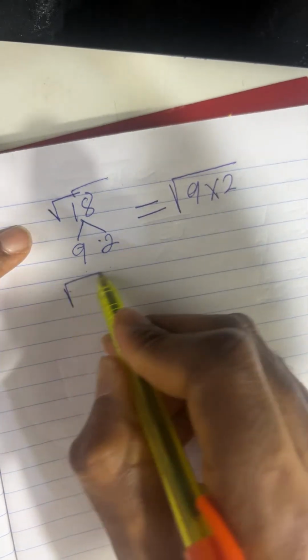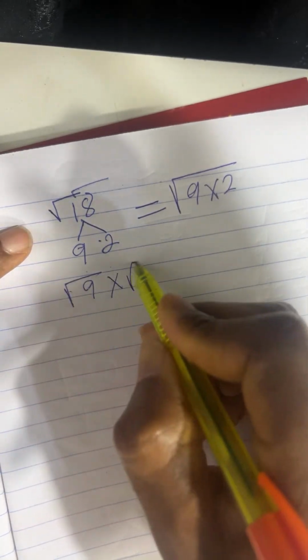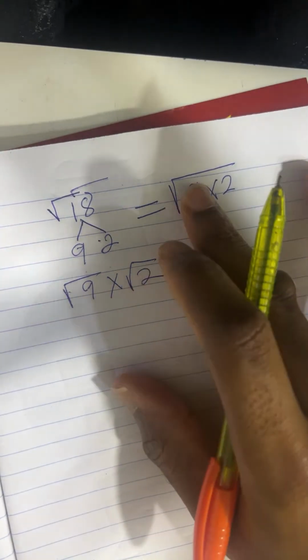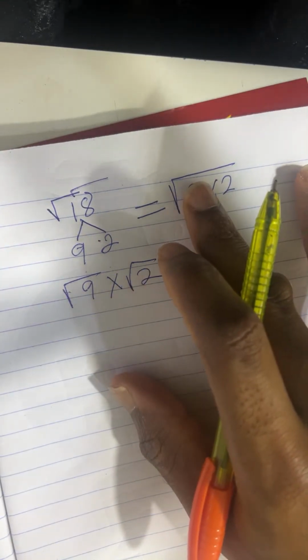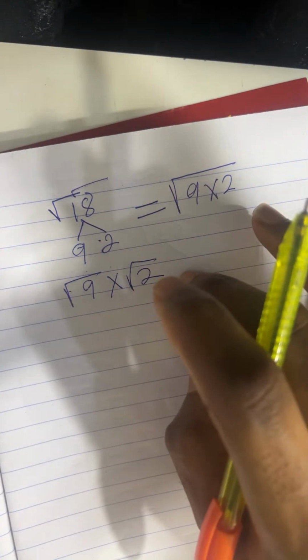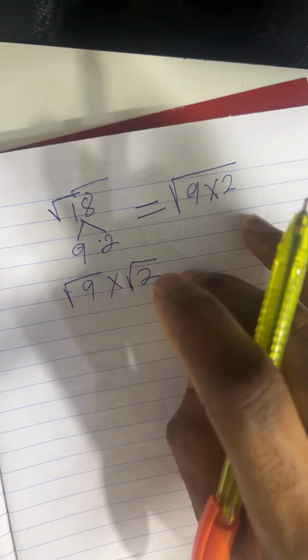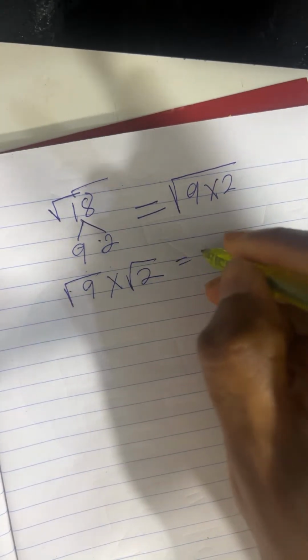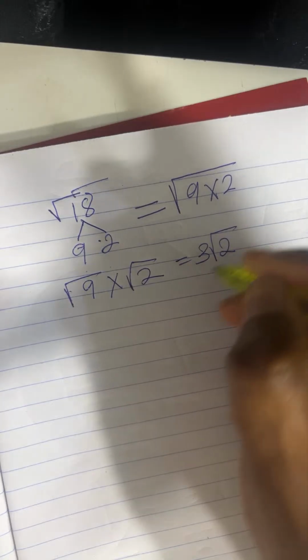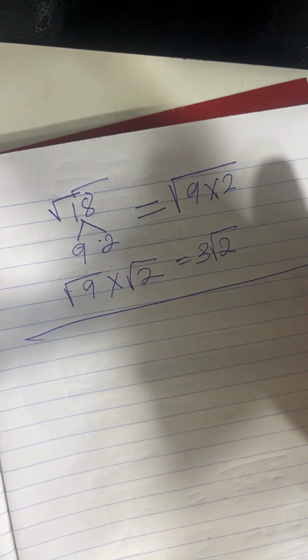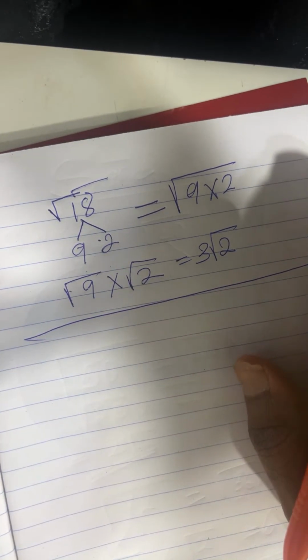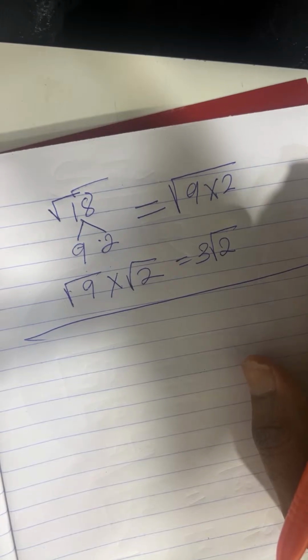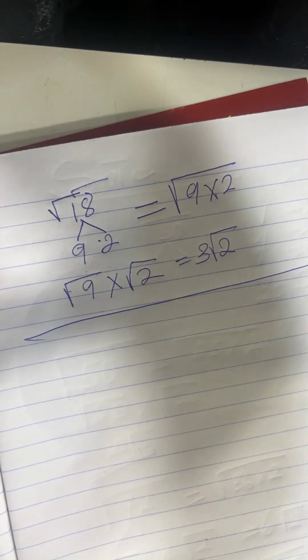Then what is the square root of 9? The square root of 9 is 3. So the answer is 3 root 2. And that's the answer. So this is the simple way we use to simplify surds. Okay? Then let's look at the next one.